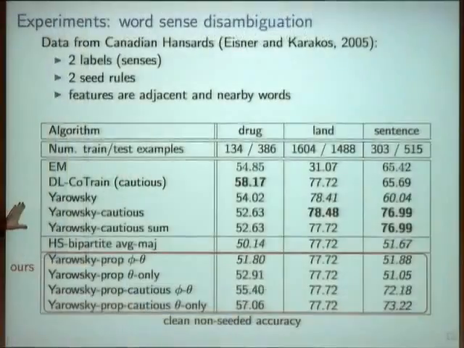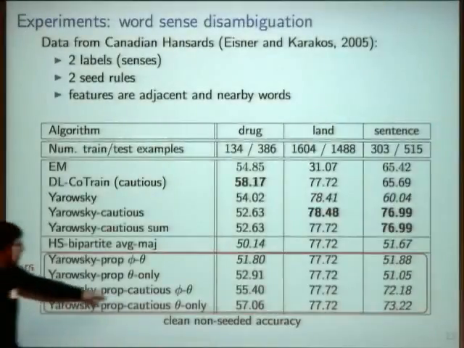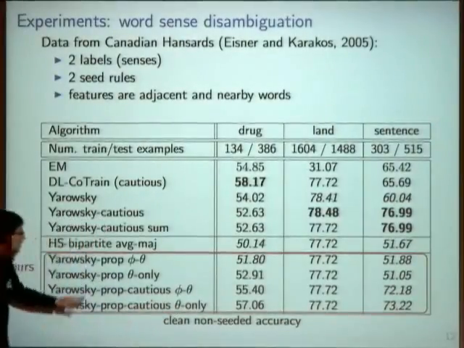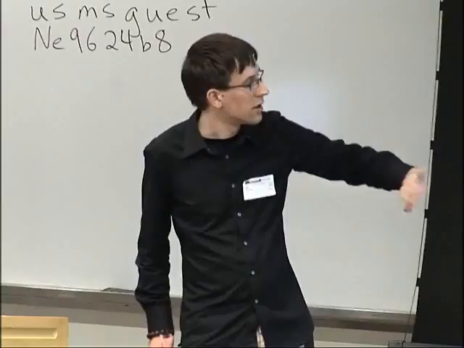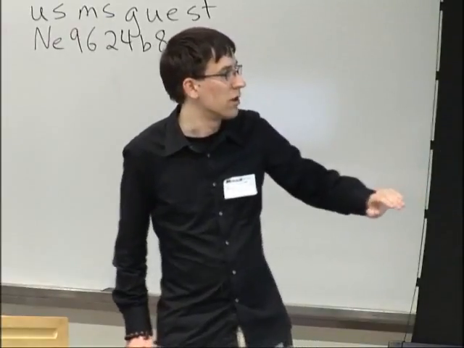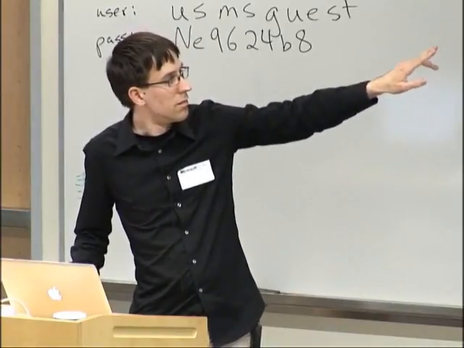So this group of algorithms is the ones we've seen. This is Haffari and Sarkar's algorithm based on the bipartite graph, and that's a different kind of graph propagation. And you can see it doesn't do as well. And this is our algorithms. So in this case, the cautious form of our algorithms, this is the bipartite one, and this is the unipartite one. And you can see the unipartite one is doing pretty close to DL co-train and cautious. It's actually beating cautious. And the bipartite one's doing pretty well, too. The data here is a little bit strange. The data sizes are small.